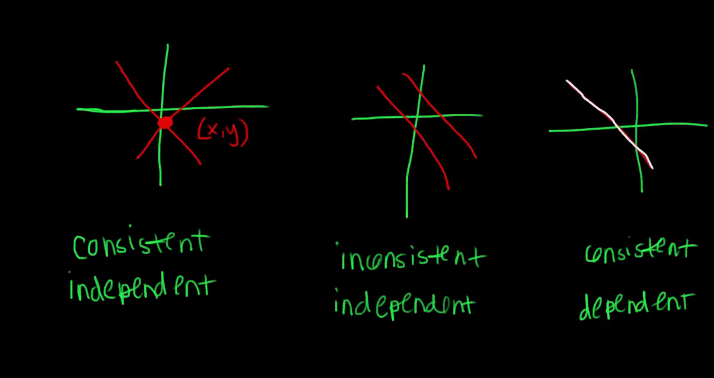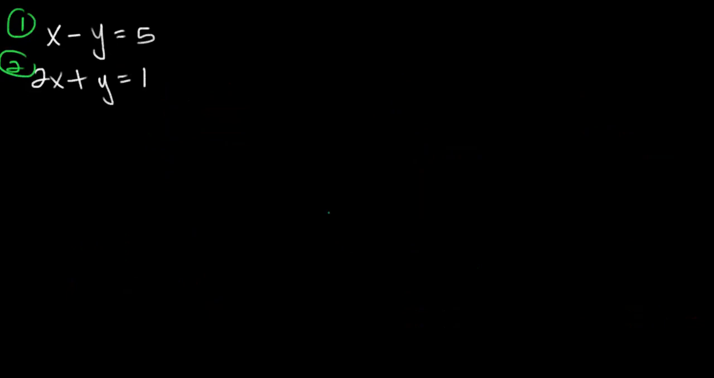So let's look at the first example. I've labeled these equations 1 and 2, and I'm going to graph them both. I think the easiest way to graph is to put the equation in y equals form. So I'm working with equation 1 here: x minus y equals 5. So I subtract x from both sides, and I get negative y equals negative x plus 5.